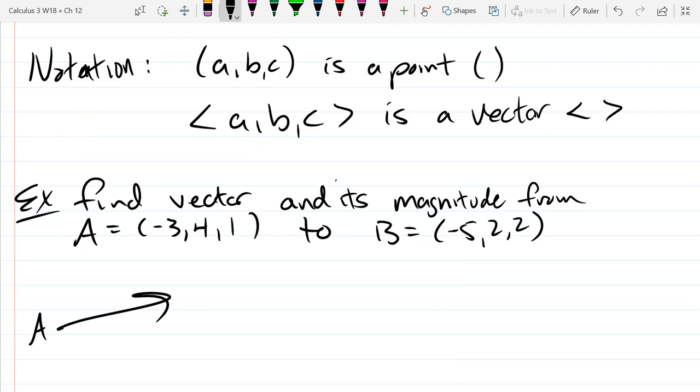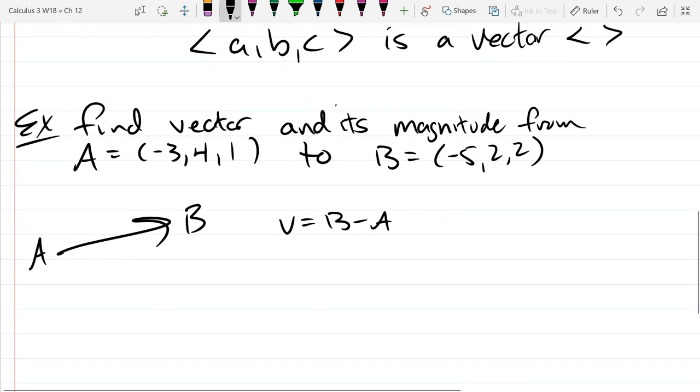It would be a waste of time to plot out A and B in three dimensions. So don't worry about where A and B are in three dimensions. It doesn't really matter for this. You just want to go B minus A. So do the subtraction, and then compute the magnitude afterwards. So do that right now.